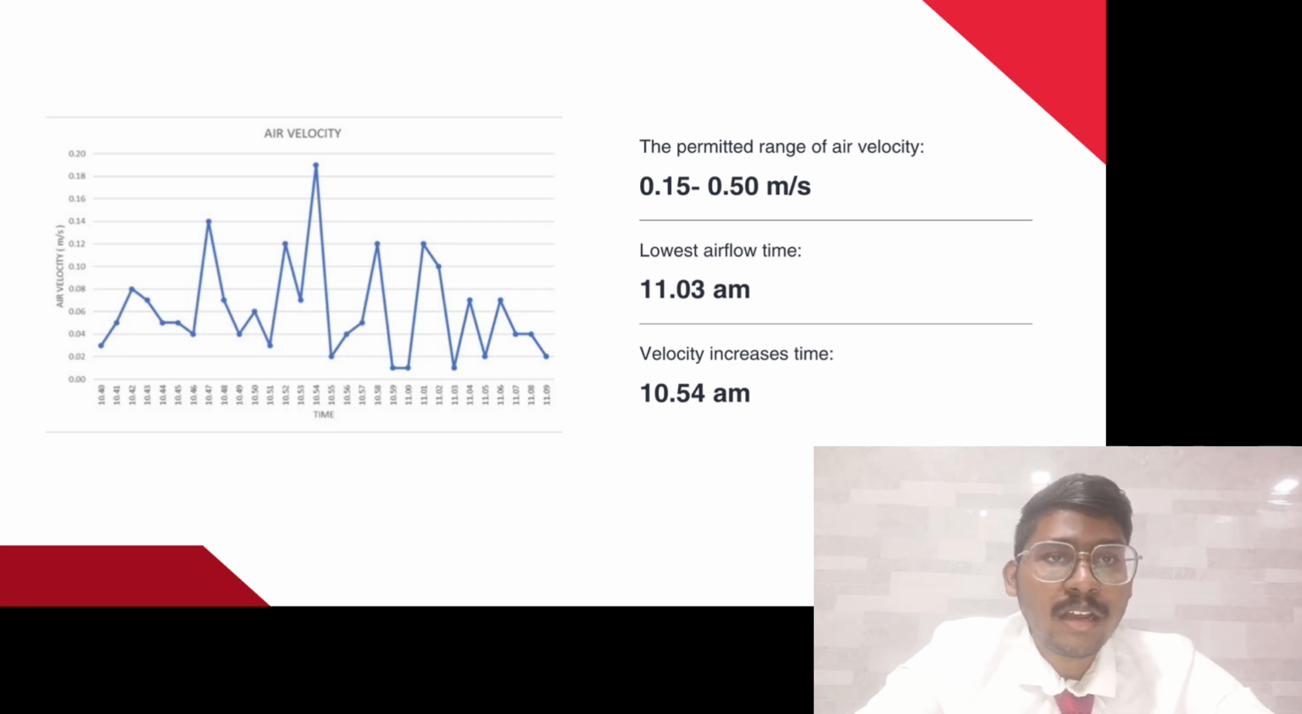As you can see from the graph, the air velocity has increased and decreased drastically. This is because the students were coming in and out of the examination room, also known as the computer room. This can cause the air velocity to go up and down. The highest air velocity recorded was at 11:03 and the lowest was at 10:54.